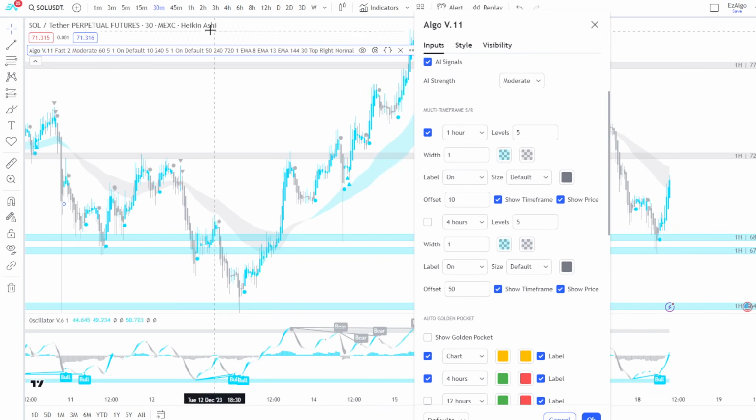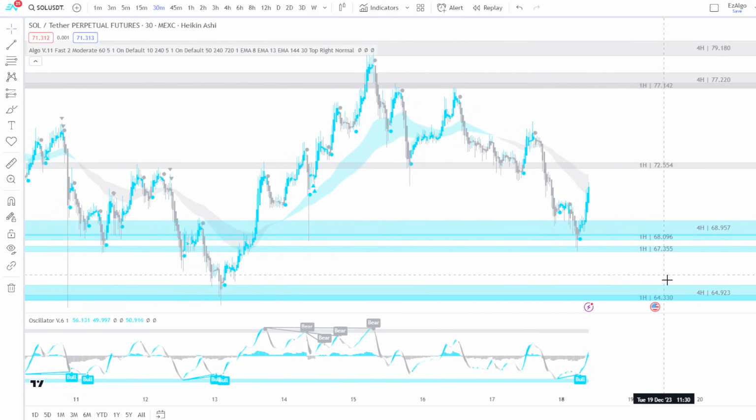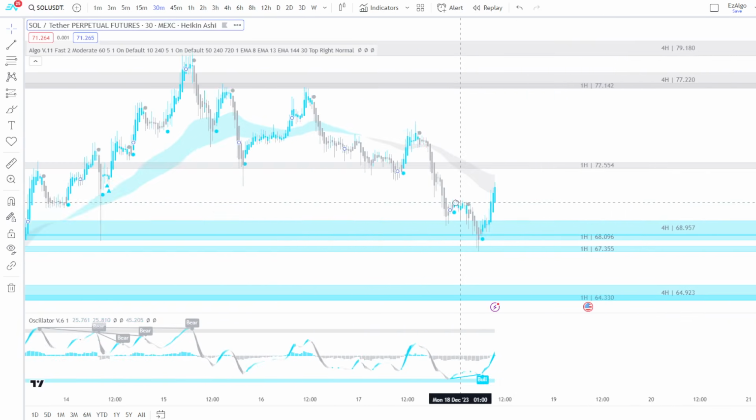As you can see, I'm on the 30-minute time frame using the 1 hour levels. If I want to toggle the 4 hour support and resistance levels, I can do so as well. As you can see here, we have the 4 hour resistance zones and the 1 hour resistance zones. What you'll be looking for is confluence.